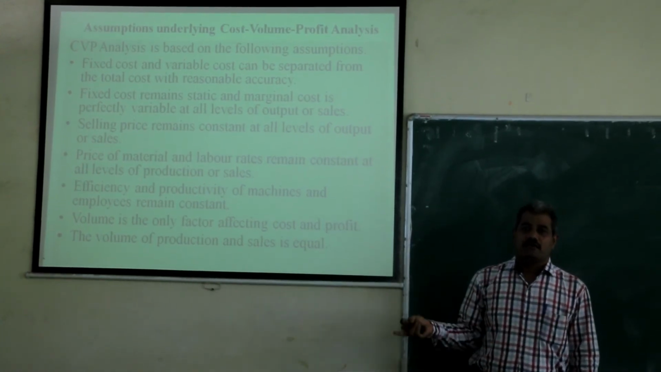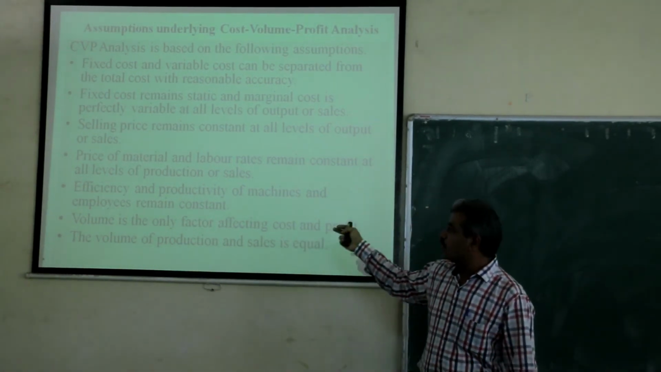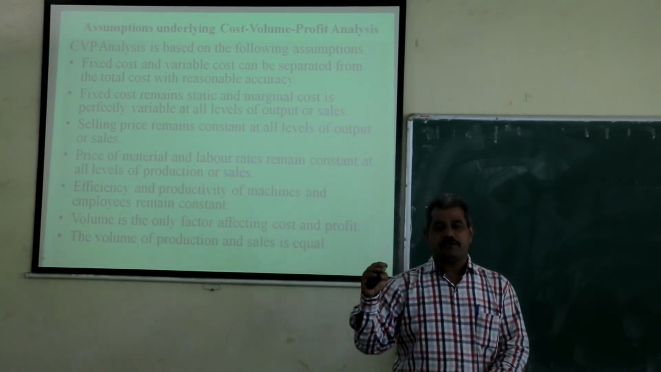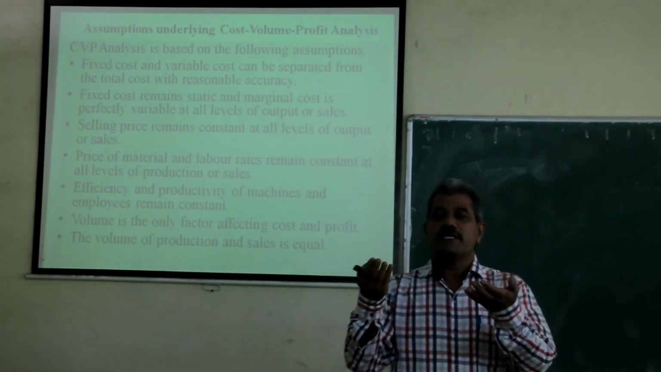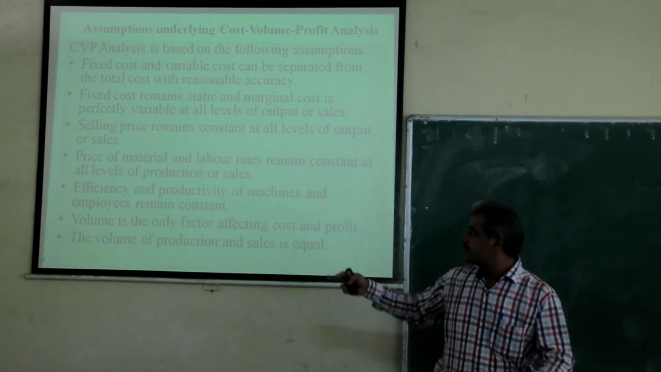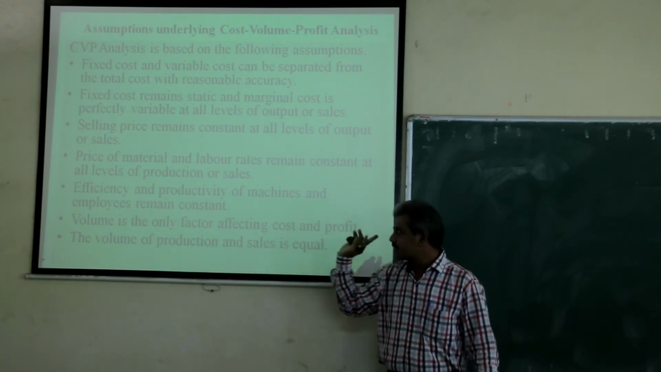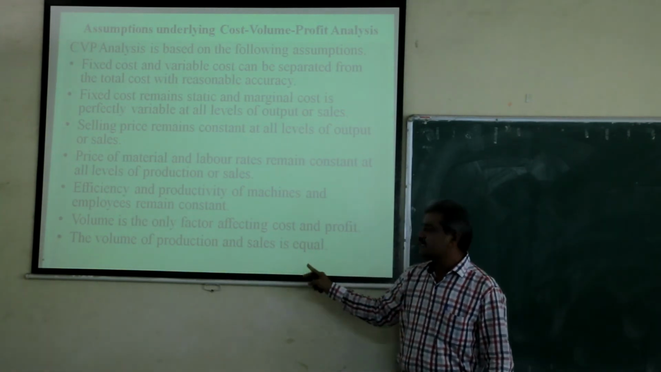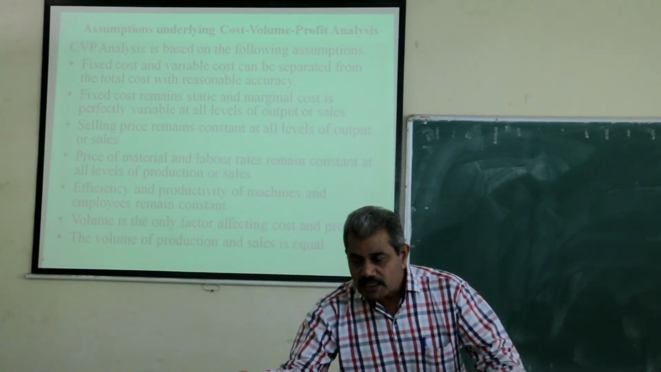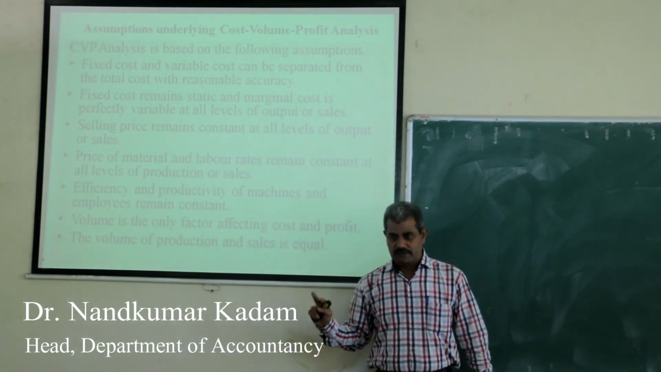No other factor will affect. Only one factor will affect, that is volume, quantity of production. As the quantity of production increases, the total cost will increase, the variable cost will increase. This is the only one factor that will affect, volume of production. And the volume of production and sales is equal. It means whatever you have produced, you have sold all these units. So total production as well as sales are equal.